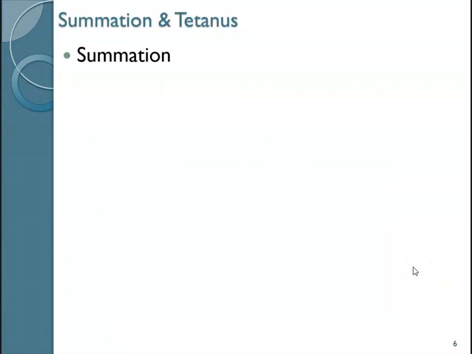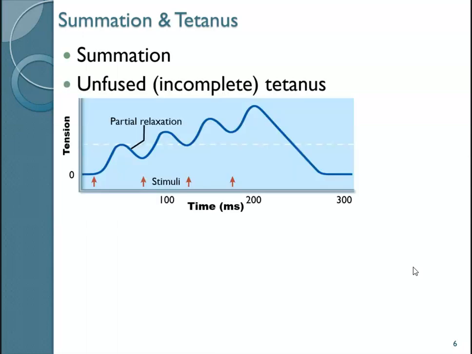Next, we're going to talk about summation when we have multiple stimuli. The previous page talked about a single stimulus producing a single twitch. Here we'll talk about summation. Summation is when a stimulus arrives before relaxation has occurred. So we have the first stimulus that caused the latent period, of course, and then contraction. Relaxation starts, but a second stimulus comes in, so it does not get to fully relax, and the tension increases. This is called unfused tetanus because you can see a sawtooth kind of appearance.